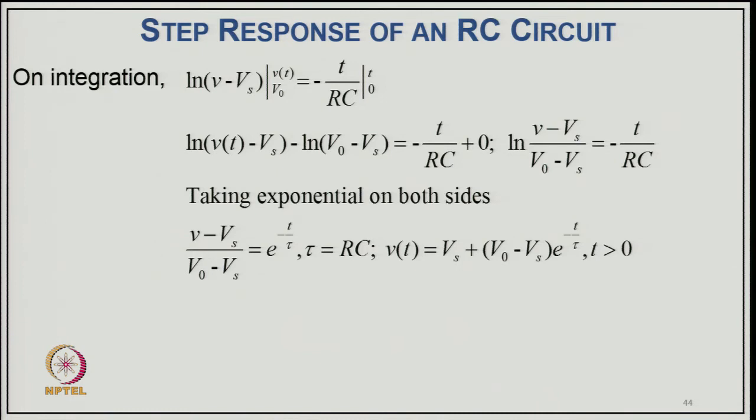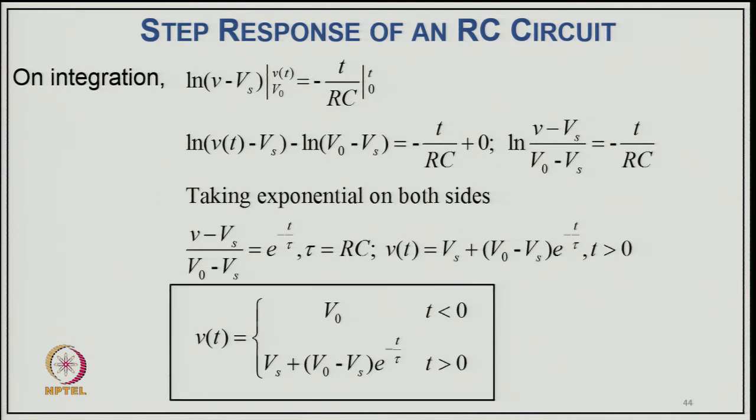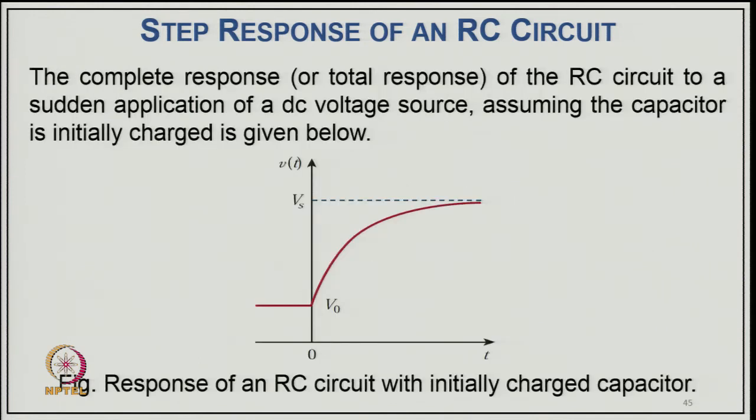This is typically the kind of response. It shows how the voltage across the capacitor changes with respect to time for t greater than 0. So, V(t) equals V0 if t is less than 0, and for t greater than 0 it will change because of the closing of the switch: Vs plus (V0 minus Vs) e to the power minus t upon tau. That is how the voltage varies with respect to time across the capacitor.